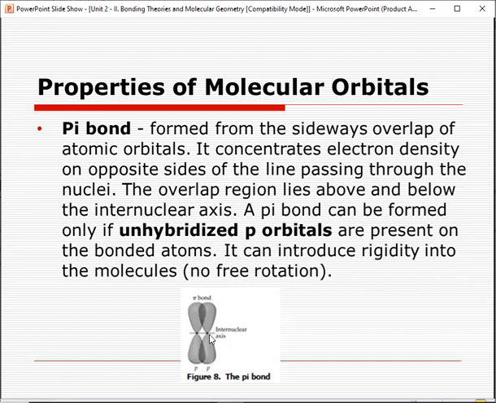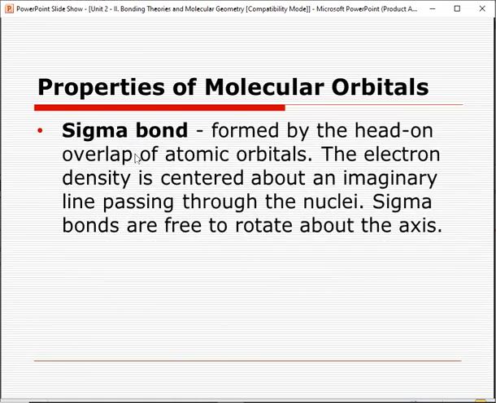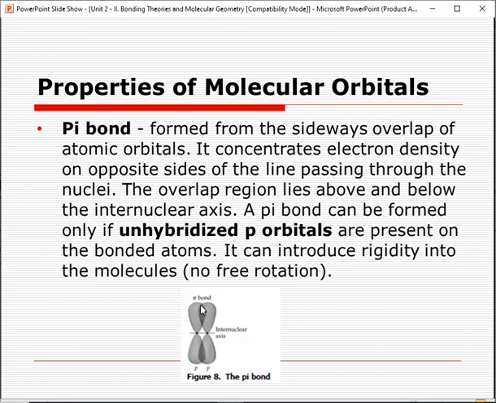So for sigma bonds, they are free to rotate, but for pi bonds, there is no free rotation. So for pi bonds, head-on overlap ang sigma bonds, while for pi bonds, sideways overlap. So kani, this is the pi bond.